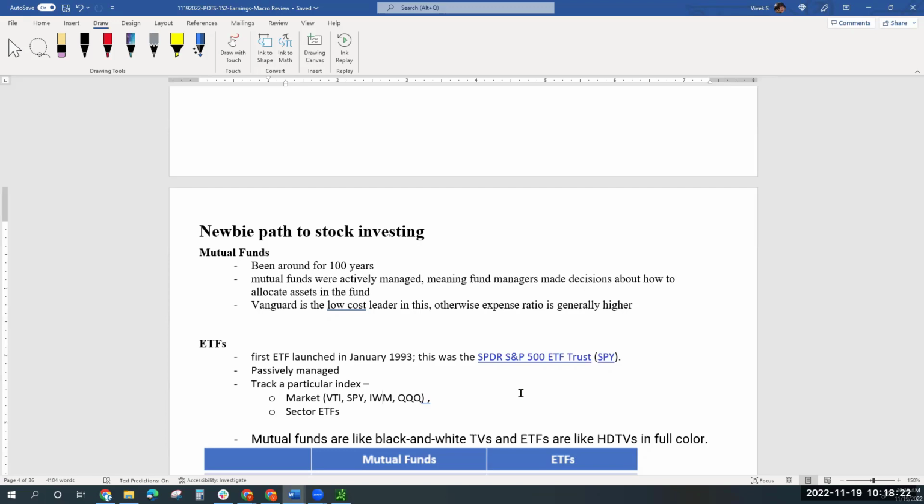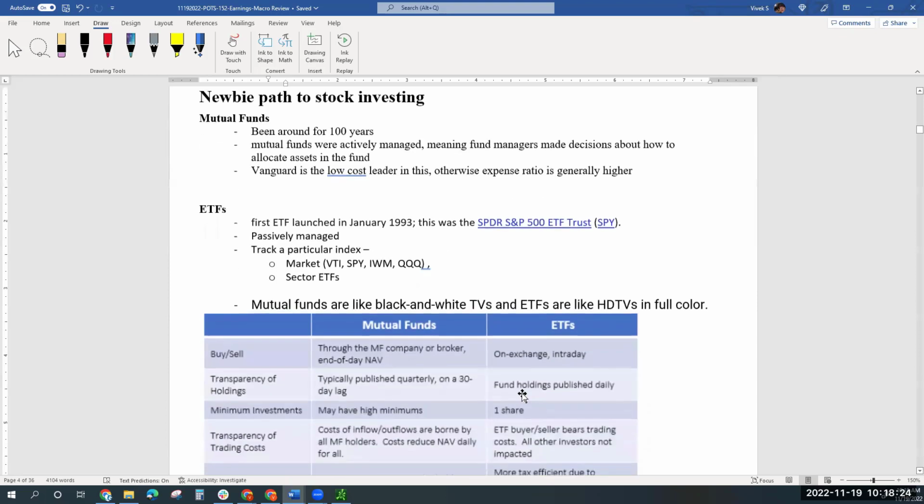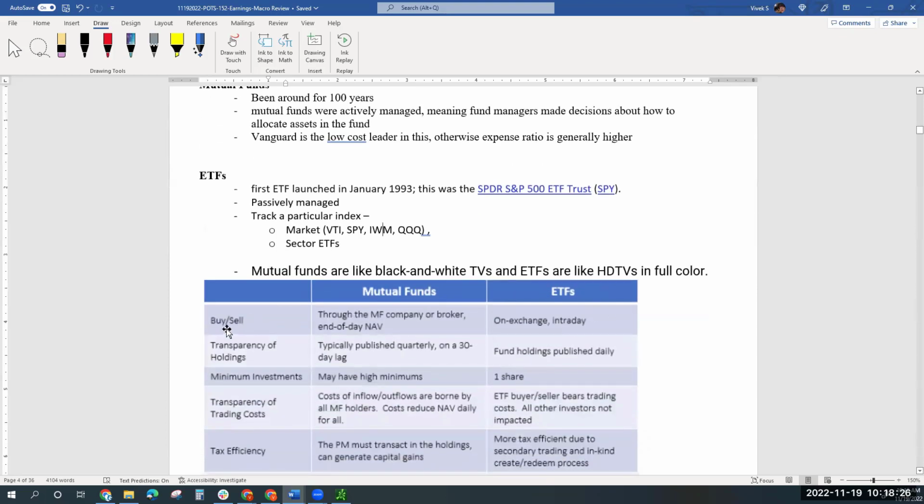Right? So let's look at a quick difference between mutual funds and ETFs. When you buy or sell a mutual fund, you don't get it immediately in your brokerage account, because those are settled at the end of the day, right? And that's called the net asset value. But ETFs are traded on exchange. That's why it is called exchange traded fund.